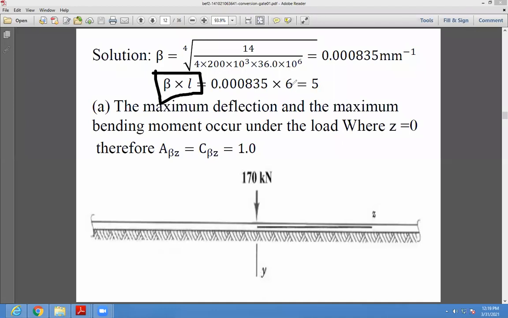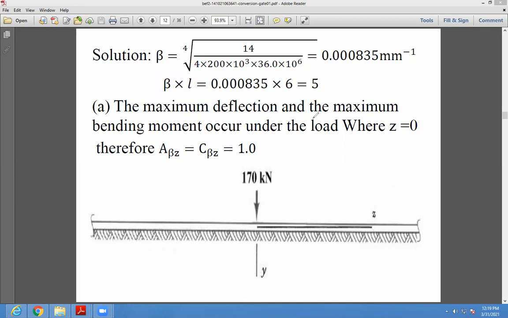You multiply by 6,000, because the 6 meter has to be converted into mm. So multiply by 6,000. Check whether it is 5. The units 1 by mm get cancelled. Yes, sir, it is 5. Right. So next line, add on.